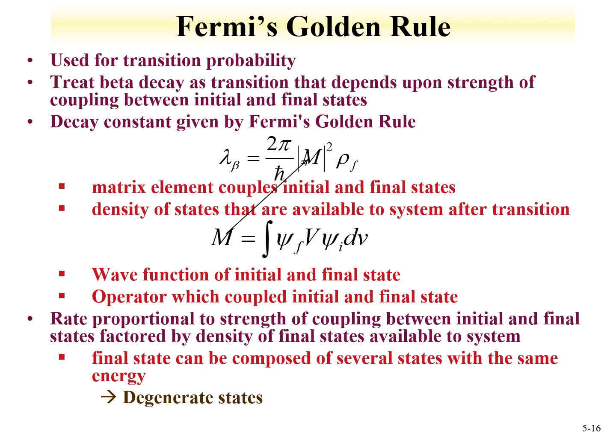So this matrix element is just wave functions of the initial and final state, and this operator here, which couples the initial and final state. Fundamentally, the rate is proportional to the strength of coupling between the initial and final states, and includes this density of states. So the final state can be composed of several states with the same energy. And this is classic in quantum mechanics. These are called degenerate states, so states with the same energy. If I have a number of states with the same energy, that's going to improve the probability of decay.